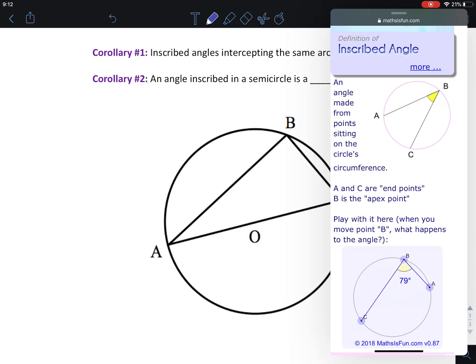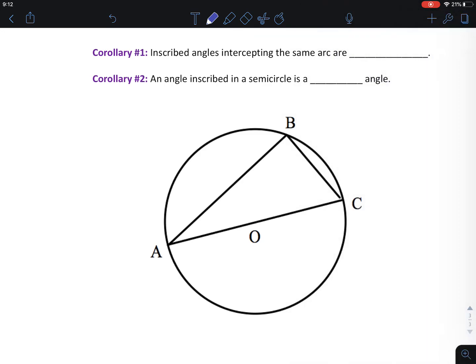And hopefully you're noticing that the angle B is not changing in measure. It's staying at 79 degrees. So that is the first corollary here: inscribed angles that intercept the same arc are congruent. They're congruent, or equal. Okay.